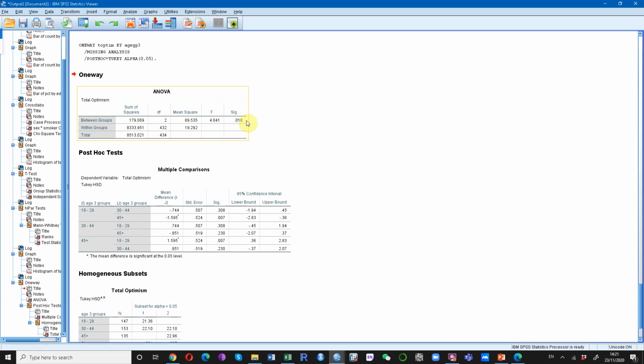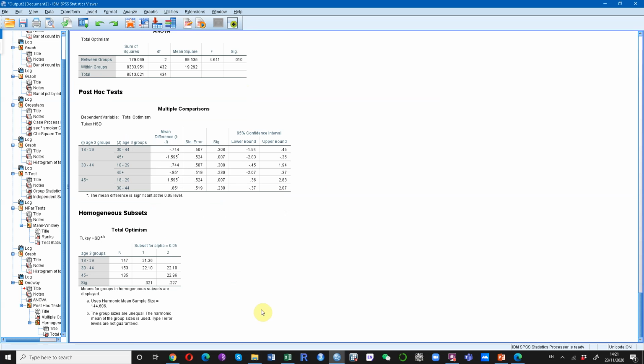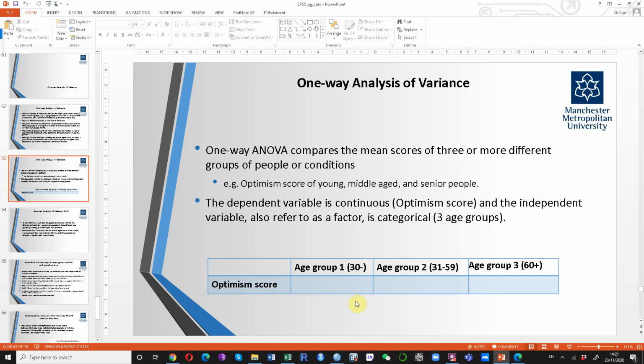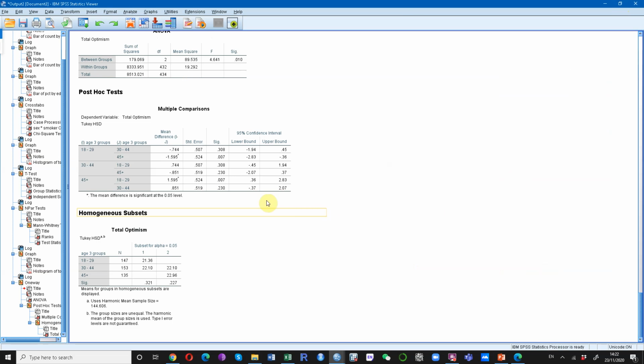The next thing we need to know is, okay, I know that among these three groups, there are differences in terms of optimism, but I don't know whether it's comparing young people to middle-aged, or middle-aged to senior, or young people to senior. So how can I find out about that? We look at this multiple comparison post hoc test.